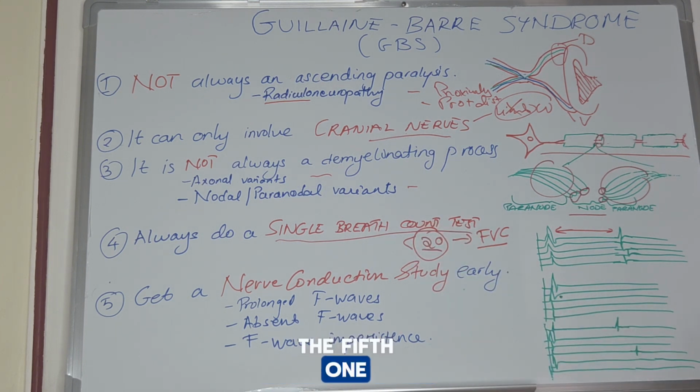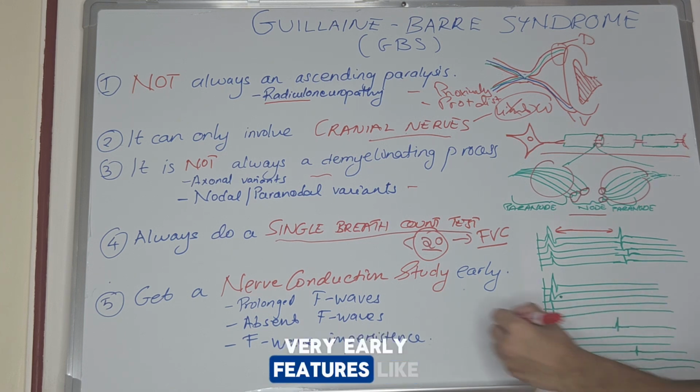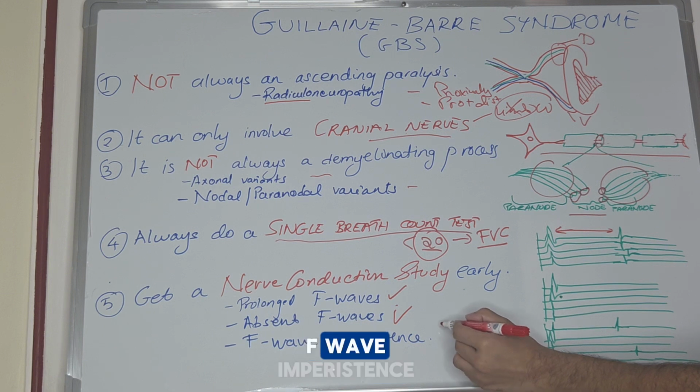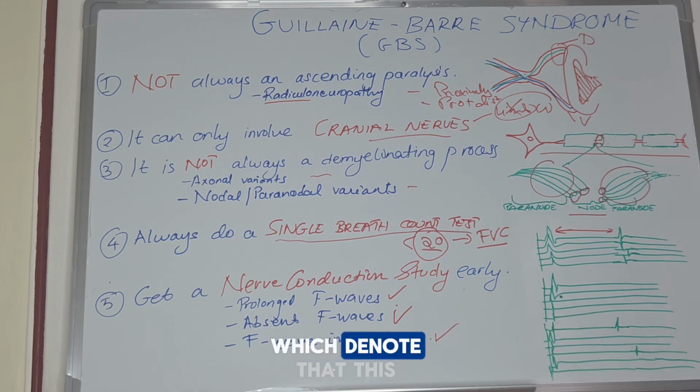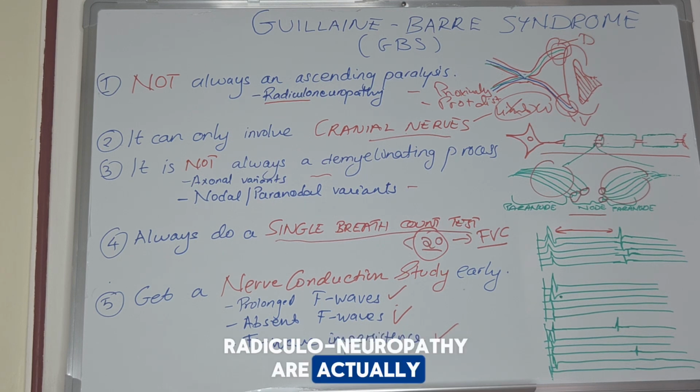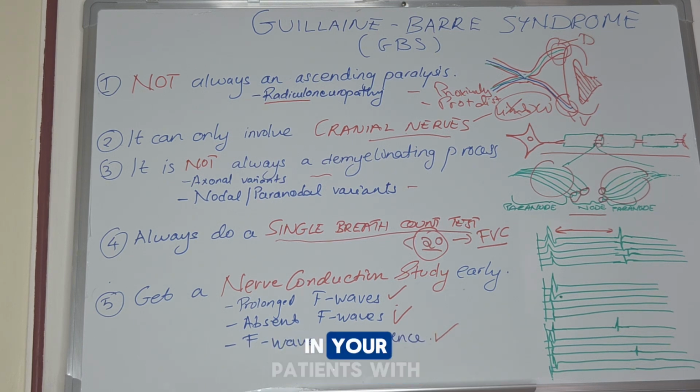The fifth one, get a nerve conduction study on your patient very early. Features like prolonged F waves, absent F waves, and F wave impersistence, which denotes that this is a proximal radicular neuropathy, are actually very early features in your patients with Guillain-Barré syndrome. And this can be picked up early before you have your typical CSF changes.